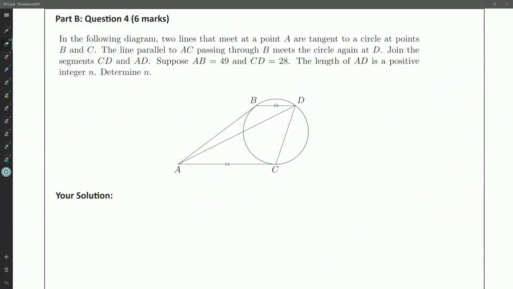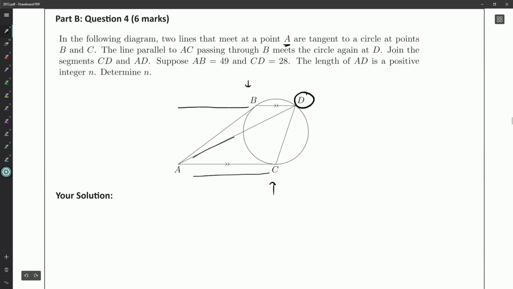We're looking at B4 from our 2012 Open Contest. And what have we got here? In the following diagram, two lines that meet at point A are tangent to a circle at points B and C. The line parallel to AC passing through B meets the circle again at D. Join the segments CD and AD.